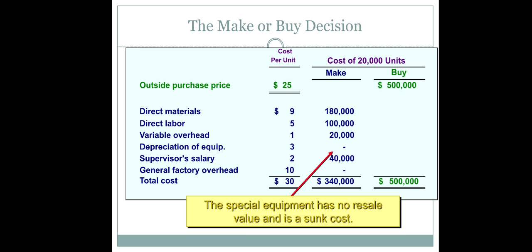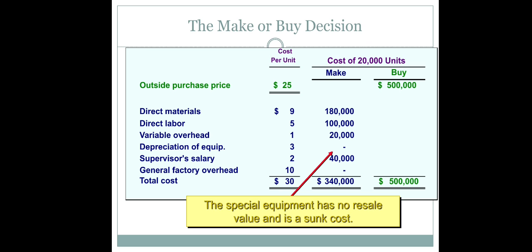Depreciation of equipment. Like I said earlier, depreciation is not relevant. If you check the additional information in the previous slide, you will see that the depreciation is an irrelevant cost. Why is it irrelevant? Because the business has to record the depreciation expense if the business makes the part 4A, and also has to record the depreciation expense if the business buys the component 4A. It exists in both alternatives, so it is not relevant.